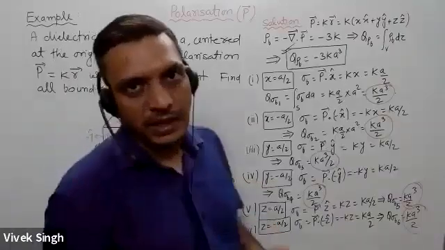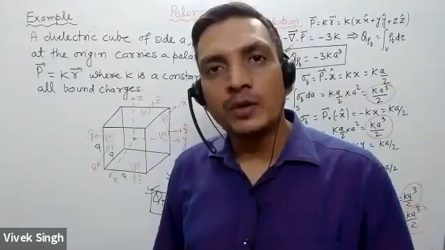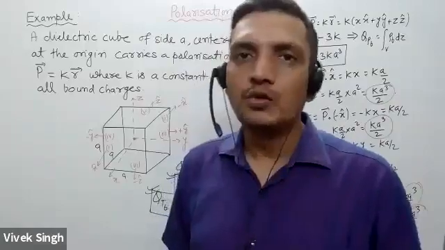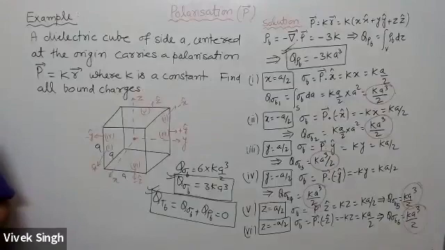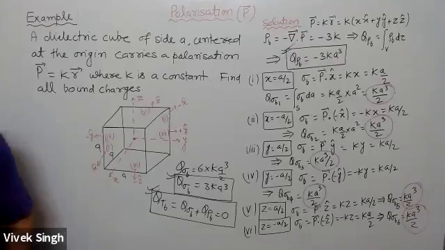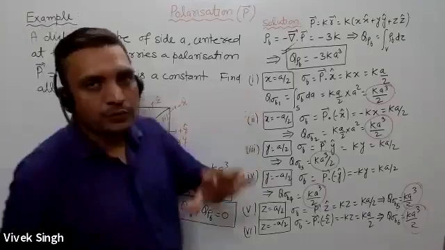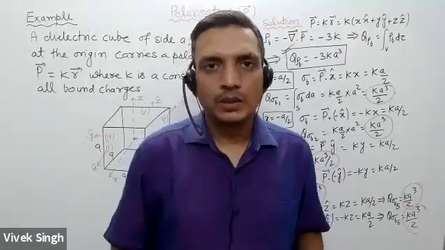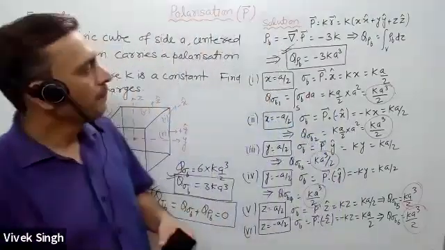So if polarization is given, you can find the bound charge, and in spherical symmetry we have also calculated the electric field. In other symmetry we have calculated the bound charge. Is it clear? Sir, in non-uniform polarization, rho b is always not equal to 0. If non-uniform polarization, rho b is non-zero. And in uniform polarization, rho b will always be 0.